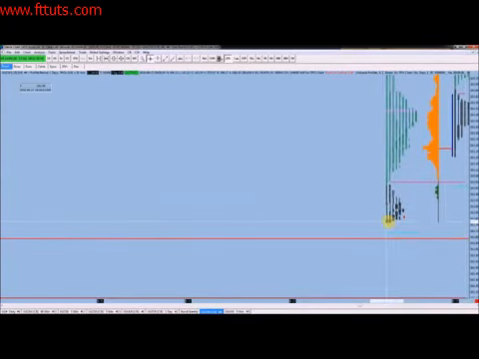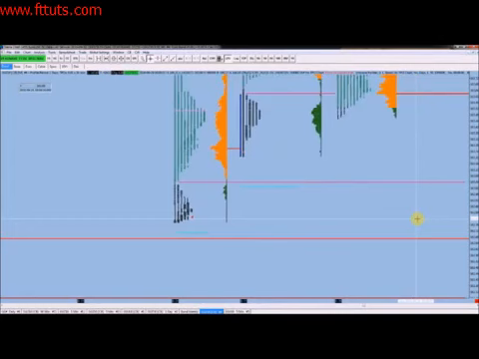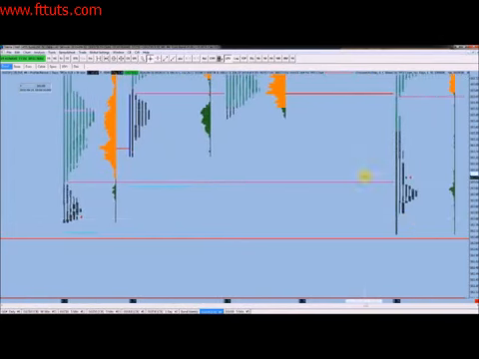Now, even on what was a terrifying day, this naked VPOC remained untouched. So it actually didn't even get close to it. Didn't really act as any major support or resistance. But then a few days later, you can see we got down a few ticks higher. So we got down to 162.70, and this was about 13 days after the initial VPOC was created. The market went back down there and it acted as support, acted as significant support.